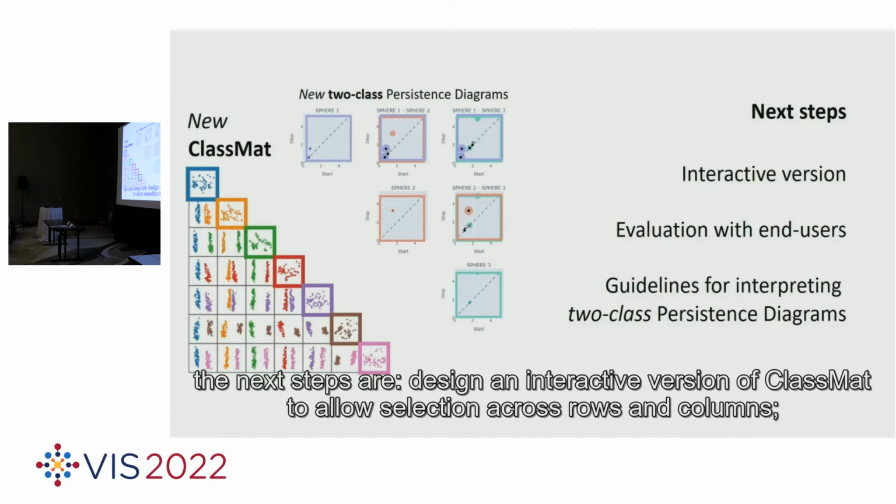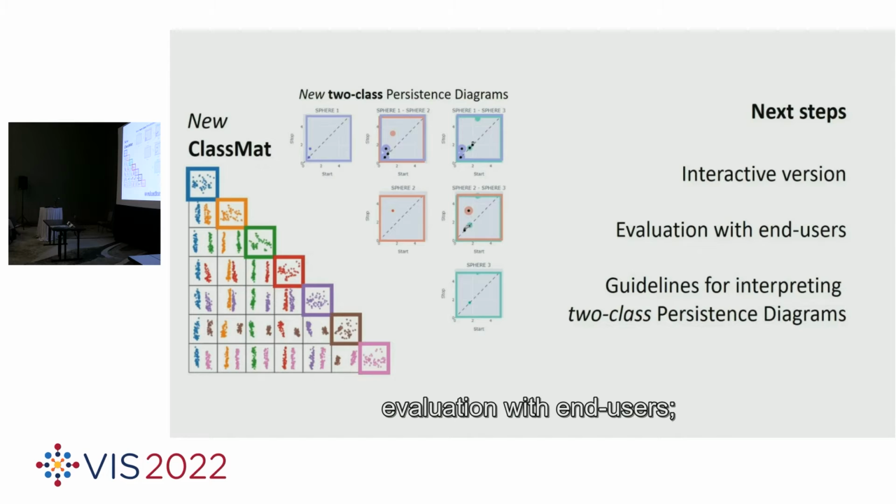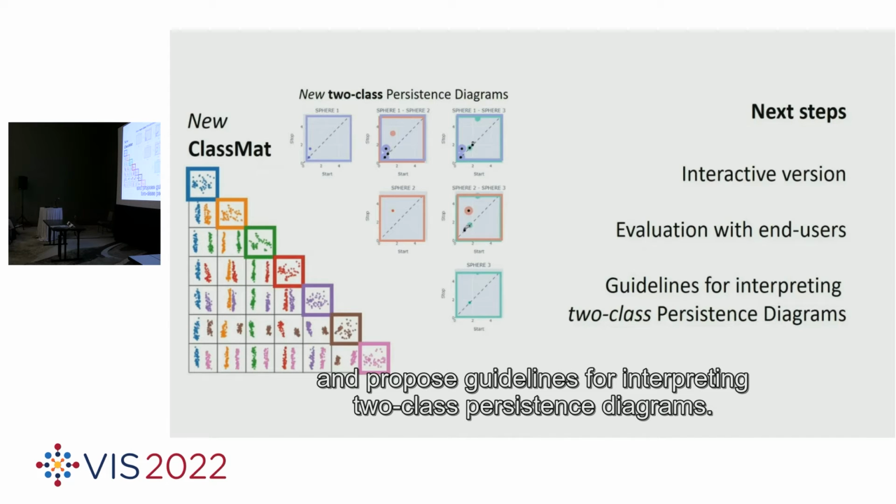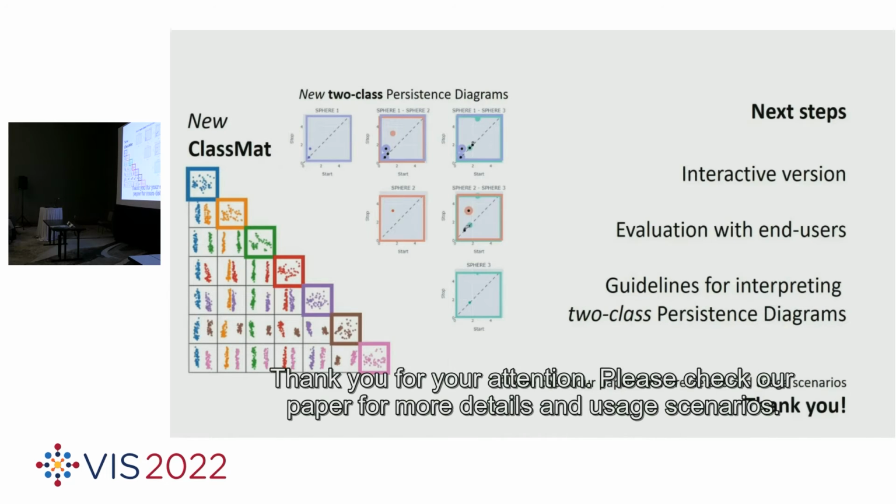So in short, the next steps are to design an interactive version of Classmate to allow more selection across rows and columns, evaluation with end users, and, regarding the two-class persistence diagram, design guidelines to interpret these two-class persistence diagrams. Thank you for your attention, and please check our paper for more details and usage scenarios.